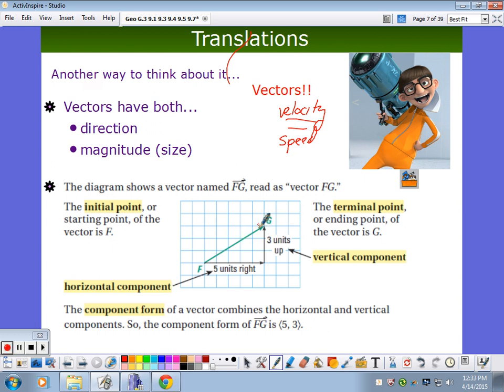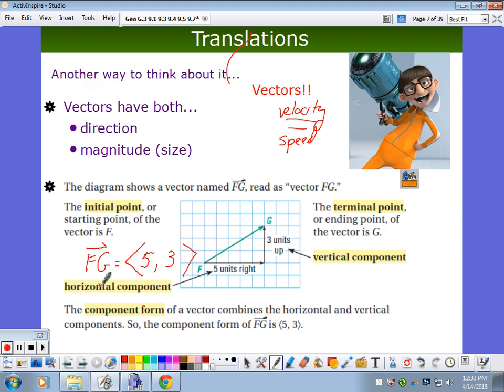A little bit like a ray. The first number is how many you go either right or left, and the second number is how many you go up or down. So this vector FG has this little half arrow. You make these little funny looking brackets. They're not parentheses. That's how I know it's not an ordered pair, that it's a vector. It's kind of similar to an ordered pair. 5 right, 3 up. If you want to go left, it's negative. If you want to go down, it's negative.